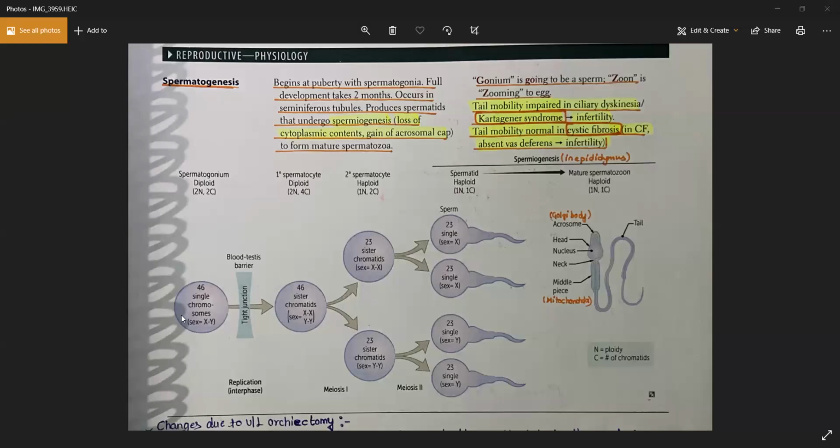this spermatogonium will enter into the tight junction. From the tight junction, it will enter into these tubules, and within these tubules they will become the primary spermatocytes, which are diploid, 2N and 4C. Then they become the secondary spermatocytes, which are haploid, 1N and 2C.